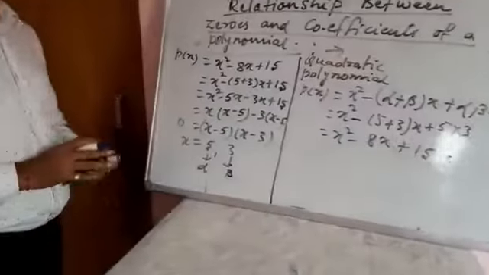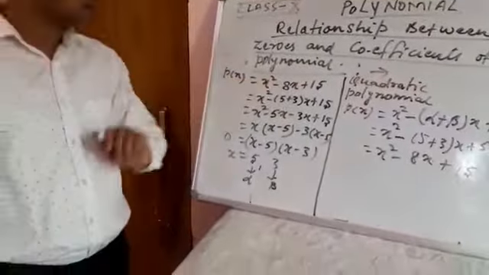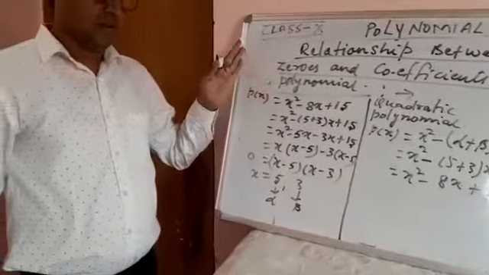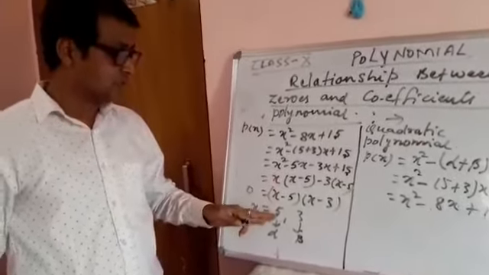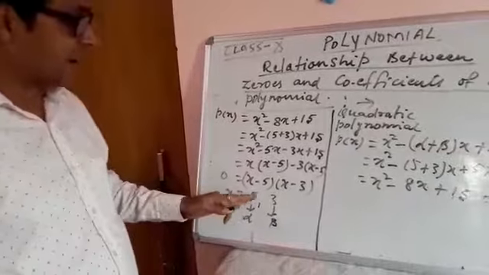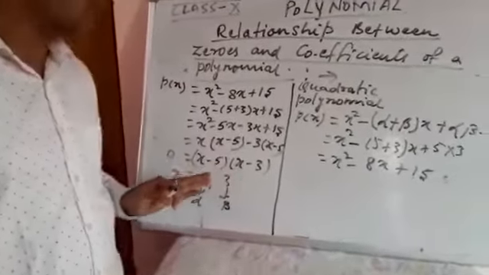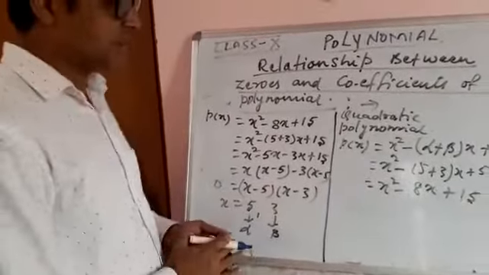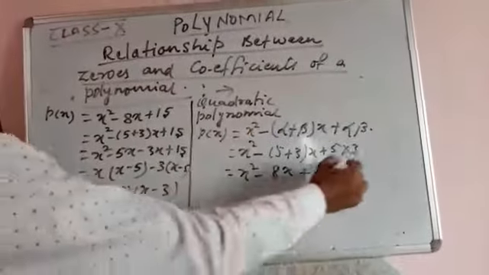So you could see here, if it was given a polynomial x square minus 8x plus 15, it was very easy to find out the zeros of the polynomial, that it is being obtained 5 and 3, and if zeros of the polynomial 5 and 3 are given, we can just use this formula.